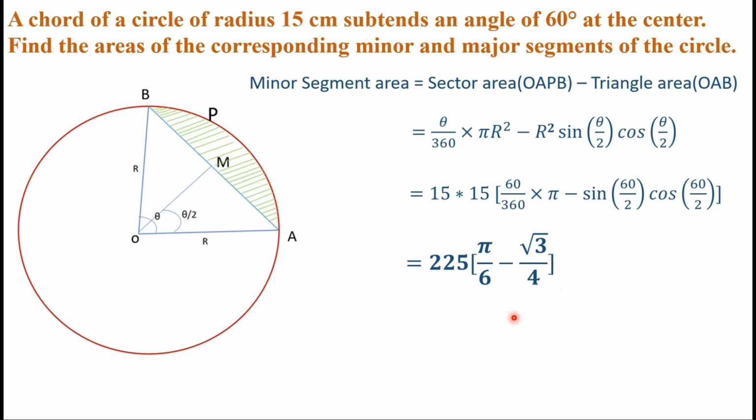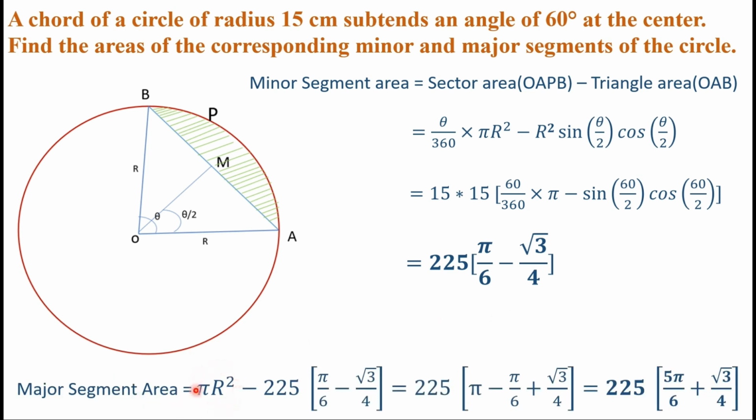Now we will see how to get the major segment area. Major segment area is the total circle area, pi r square, minus this minor segment area, right? The minor segment area is written over here, so we just subtract it from pi r square. Here also you can take r square, 225, common. Inside the bracket it becomes pi minus pi by 6 plus root 3 by 4. If you take 6 common, 6 pi minus pi is 5 pi by 6 plus root 3 by 4. Clear?